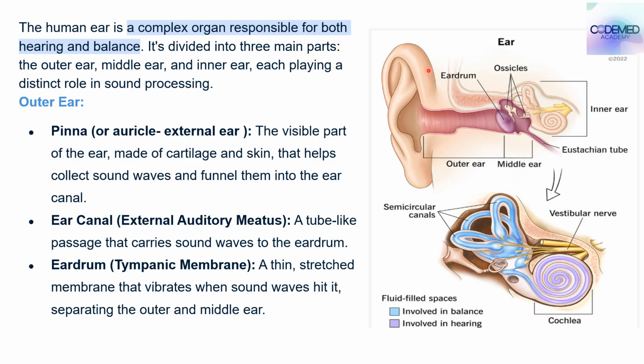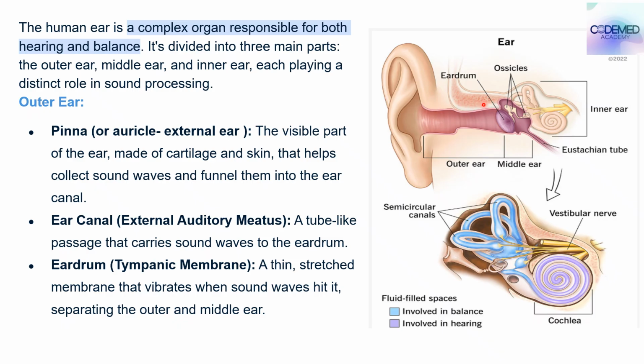If you see the outer ear, it is mainly this part which is visible outside, and it is made up of skin and cartilage that helps to collect the sound waves and tunnel them into the ear. And then we talk about the external auditory meatus. It is a tube-like passage that carries sound waves to the eardrum. So this is the external auditory meatus.